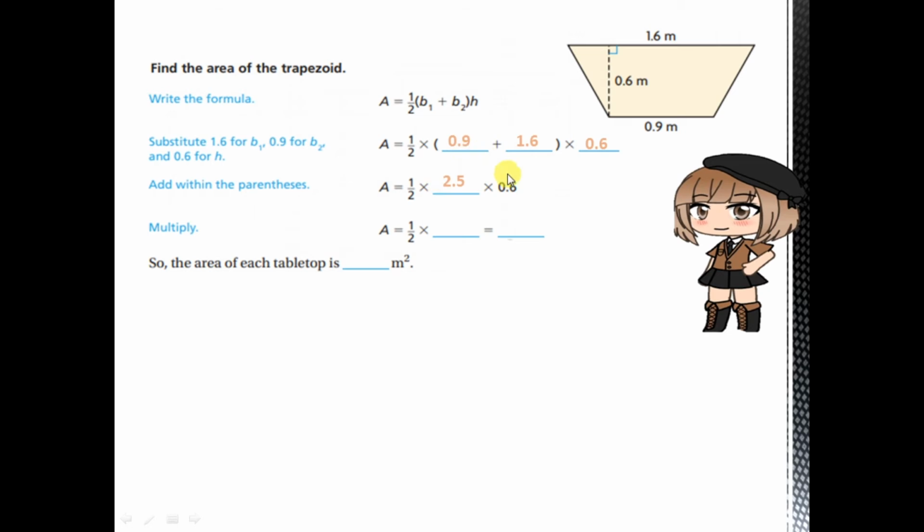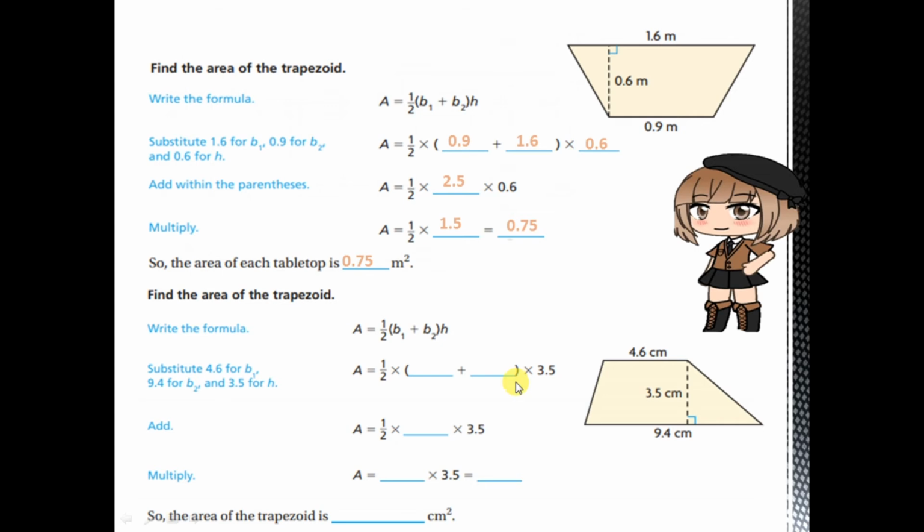Then we multiply these two numbers together. It will be a one digit number by a two digit number. Then we put the decimal point. Then the answer will be 1.5. Then divide 1.5 by 2, it will be 0.75. So the area is 0.75 and the unit here is meter square.